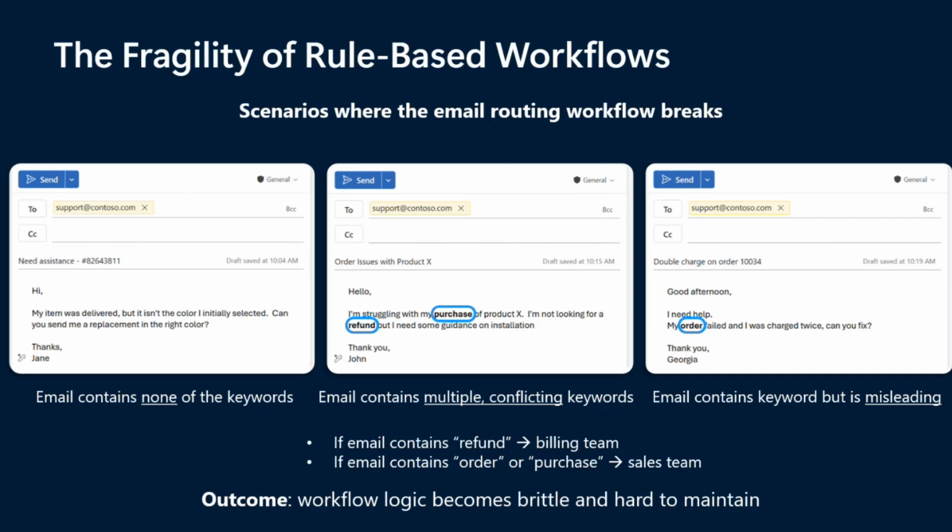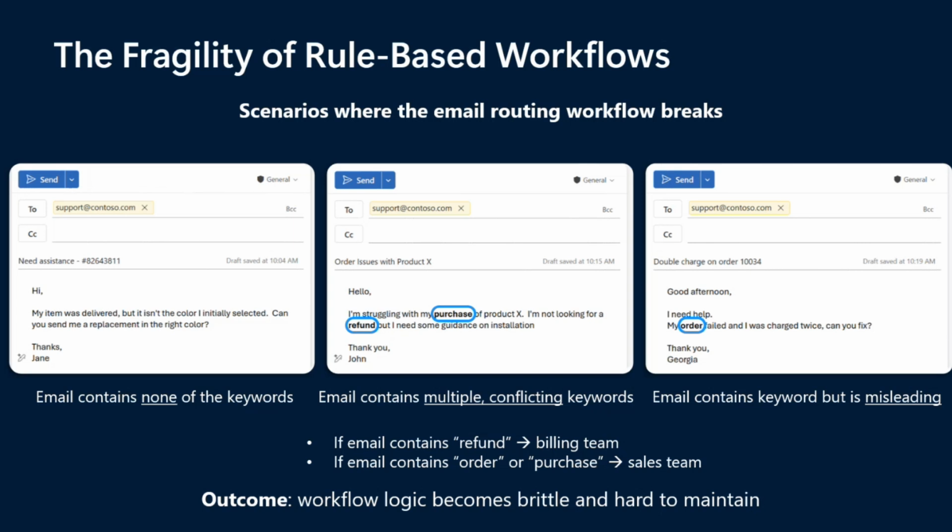Say it has the word order. It says that person was charged twice. "Hey, can you fix this?" But order technically should send us to the sales team. But if we read that, we understand the context of that email. That is not a sales team problem. That is something that should go directly to our billing team.